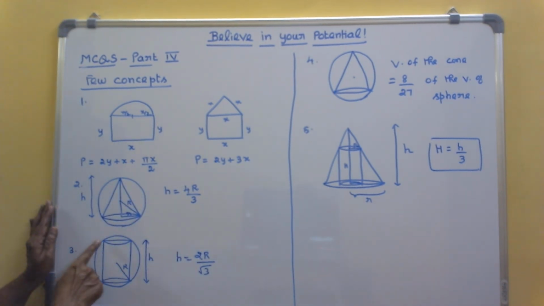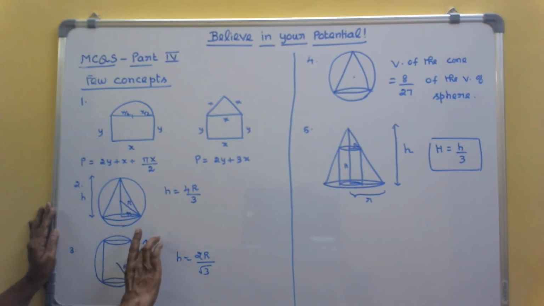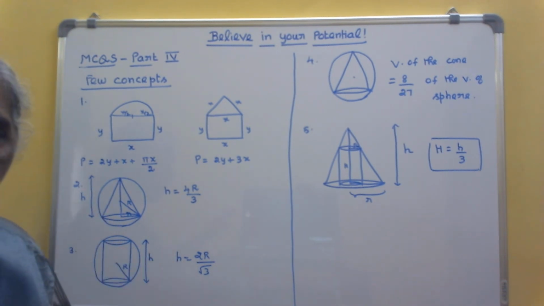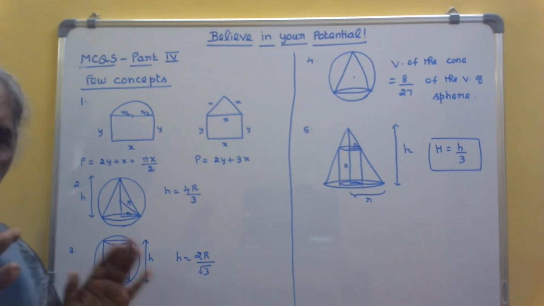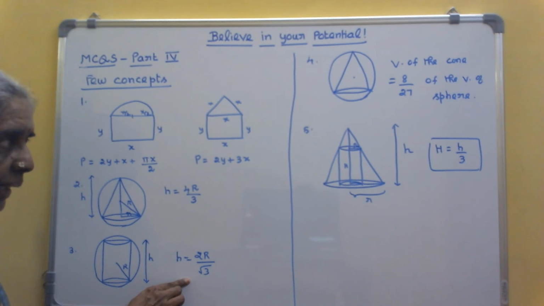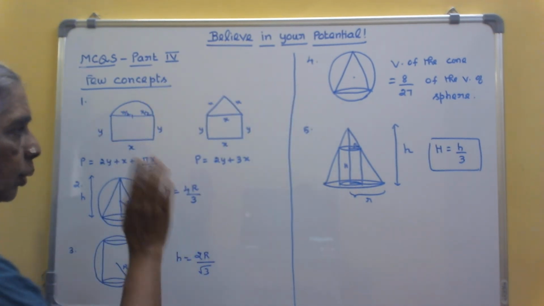Here a cylinder is inscribed in a sphere. Okay. Here also the radius of the sphere I have taken as r and the height of the cylinder as h. Here the cylinder also has the maximum volume. So the height of the cylinder is 2r by root 3. This is also the result of a sum only. But remember this, I will explain this and then I will go to that.